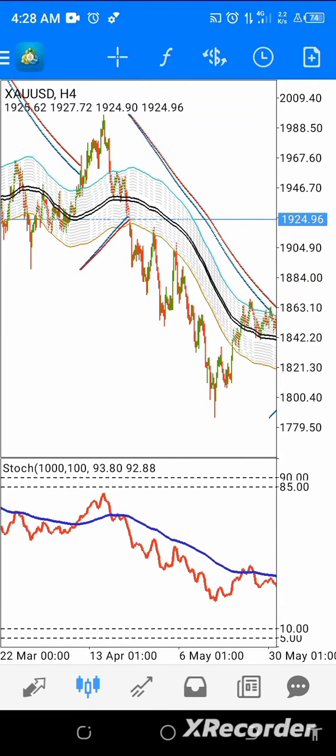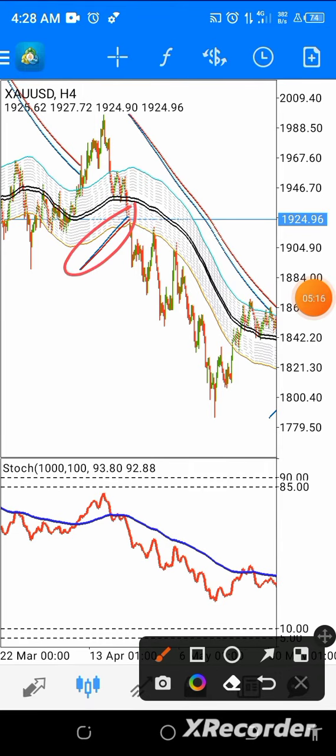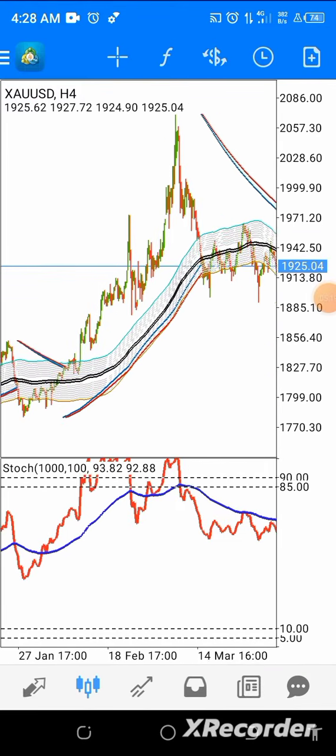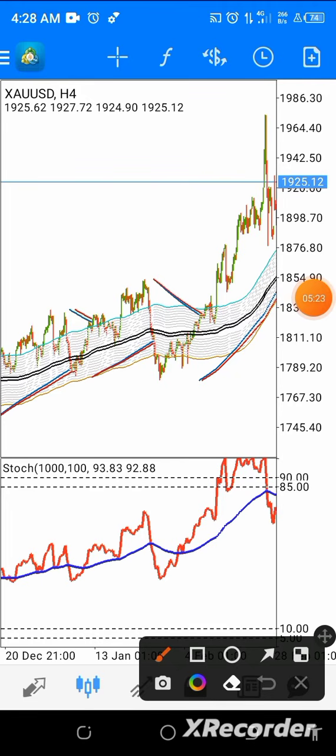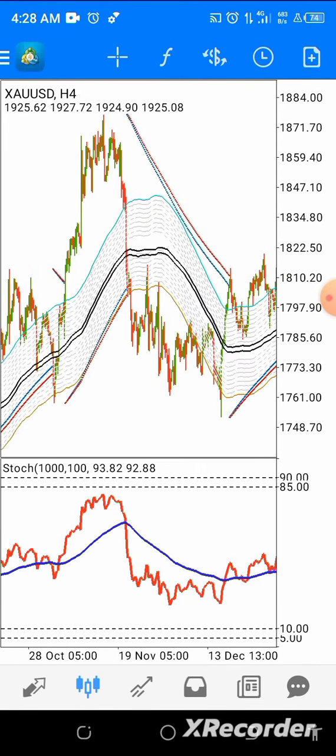As you can see, the parabolic changes direction outside the envelope. The valid one is when the parabolic changes direction outside. Let me show you a false signal. Here is a false signal. The parabolic changes direction inside. You do not take that trade for any reason.